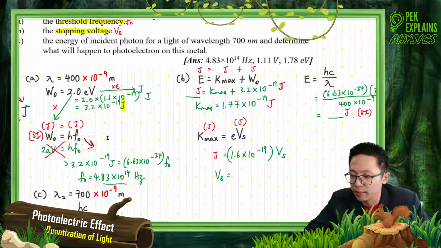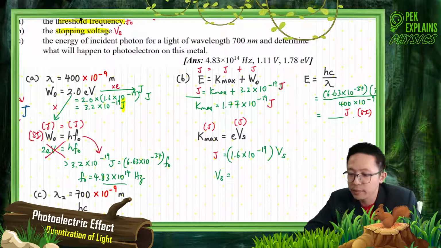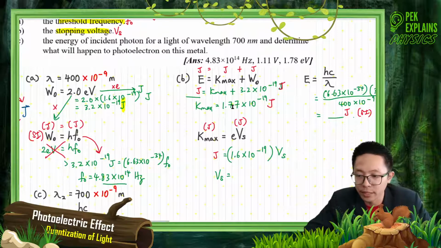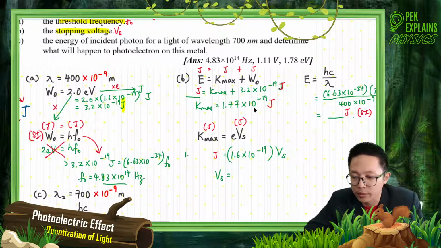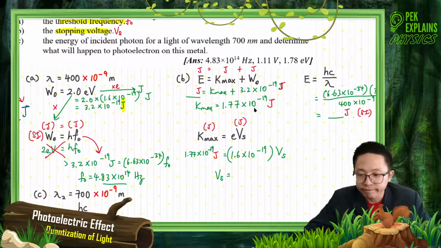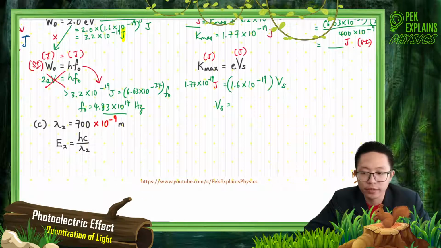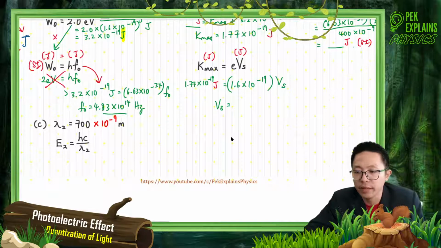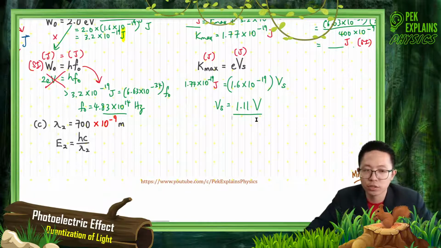Just drag this to the bottom here, so you don't have messy work. So my Kmax is 1.77 exponent negative 19. Now what is my Vs? I divide, and I get my stopping voltage at 1.11 volts. That's my stopping voltage.